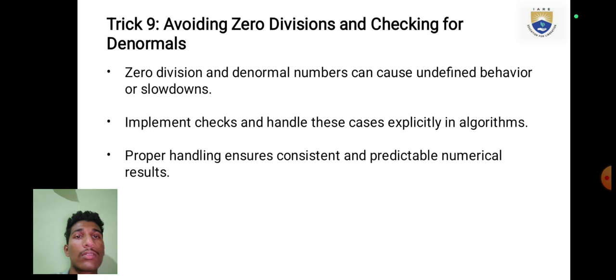Trick 9. Avoiding zero division and checking for denormals. Zero division and denormal numbers can cause undefined behavior or slowdowns. Implement checks and handle these cases explicitly in algorithms. Proper handling ensures consistent and predictable numerical results.